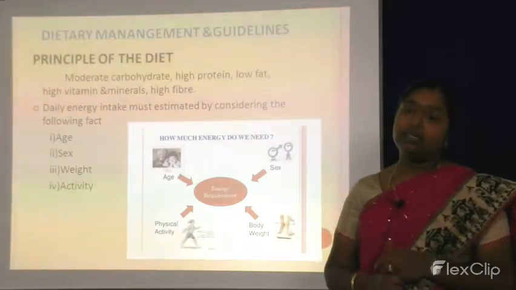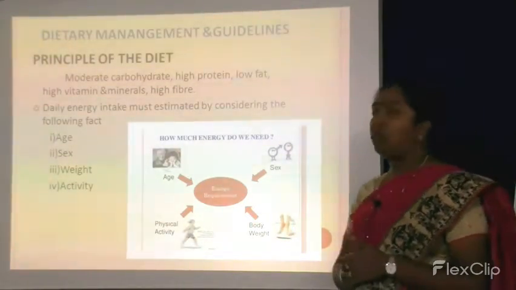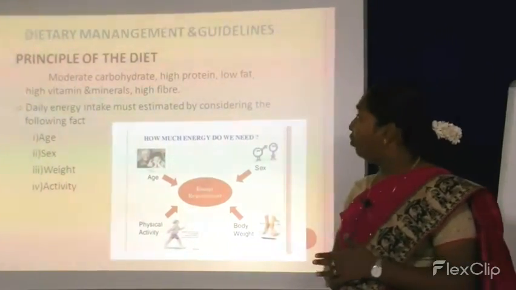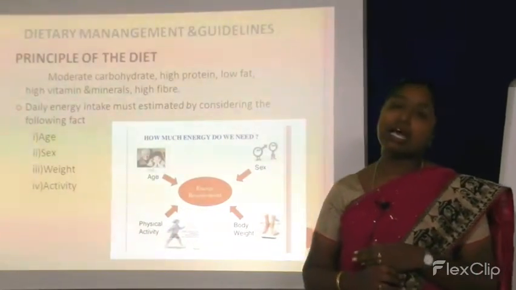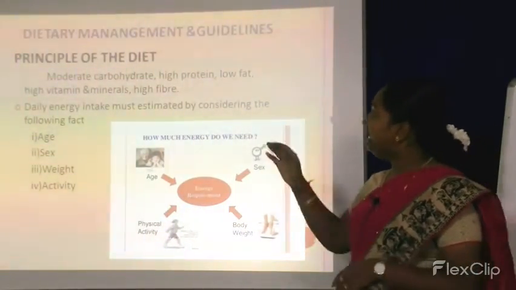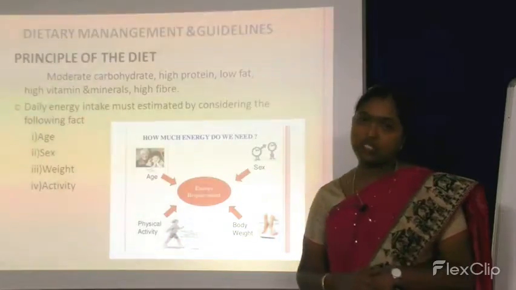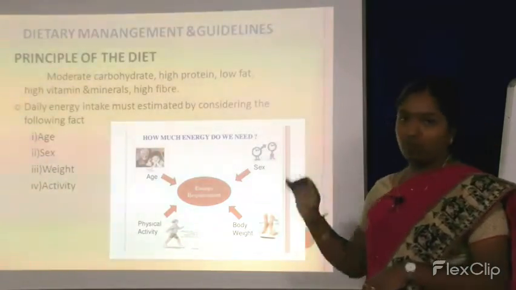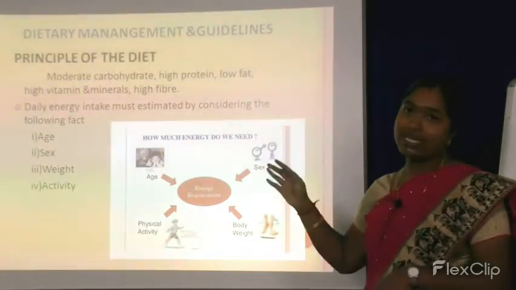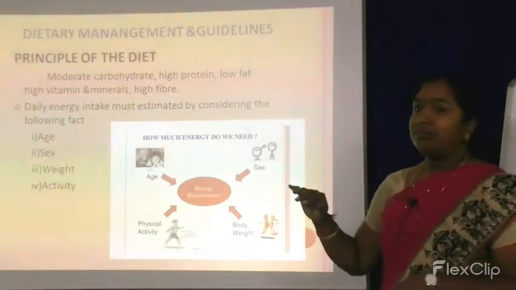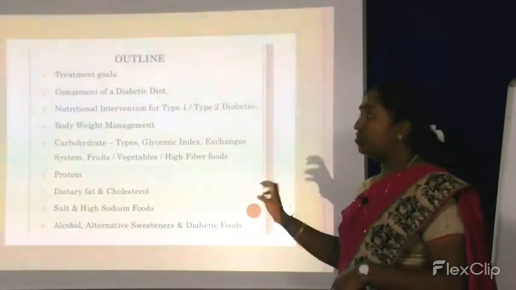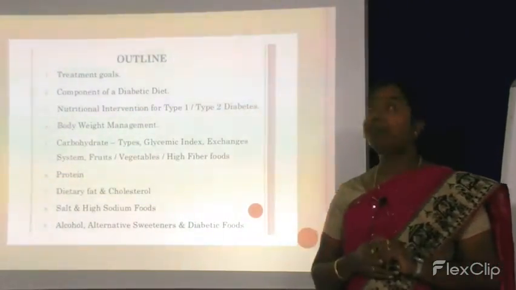Next, coming to the important aspect, that is dietary management and guidelines. Principles of the diet: what should the principle be? Moderate carbohydrate, high protein, low fat, high vitamins and minerals, and high fiber should be followed. Daily energy intake must be estimated considering factors like age, sex, weight, and activity. So how much energy do we need? So this is the outline.